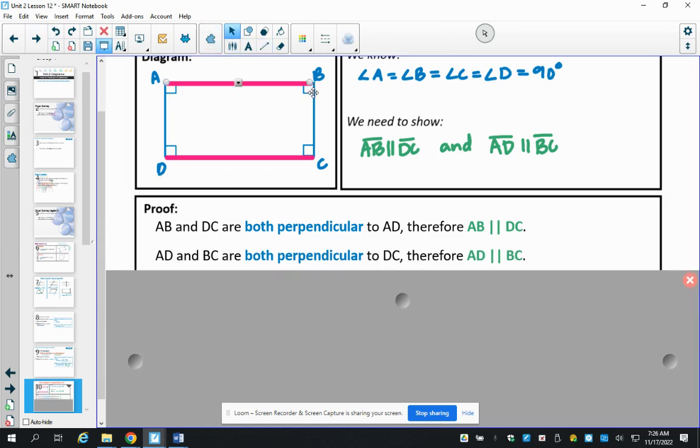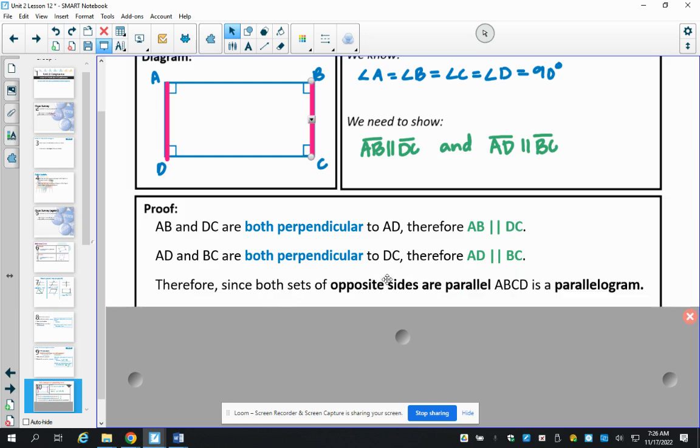Then we can do a similar thing. So then we can say AD and BC are both perpendicular to DC. So then they have to be parallel. That means that I've just proven that both sets of opposite sides are parallel. Therefore, ABCD is definitely a parallelogram.